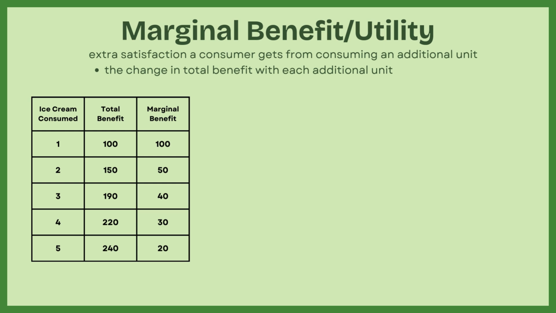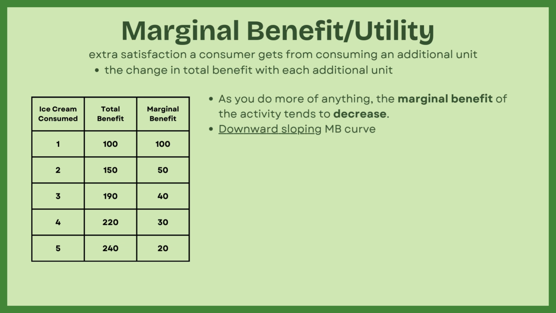As you can see, as you do more of anything, the marginal benefit of the activity tends to decrease with each additional unit. This will lead to a downward sloping marginal benefit curve, like this one. Marginal cost is the extra cost a consumer gets from consuming an additional unit.